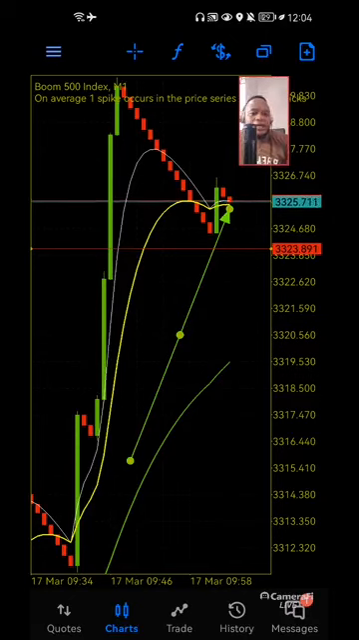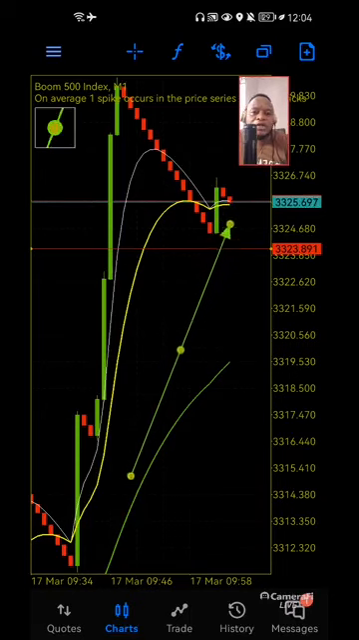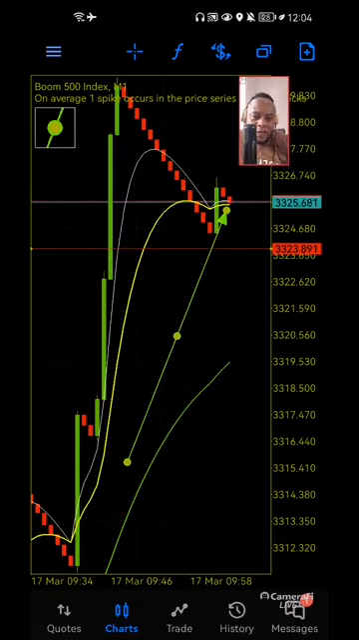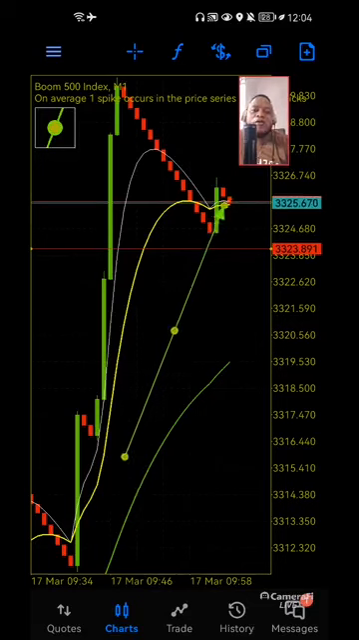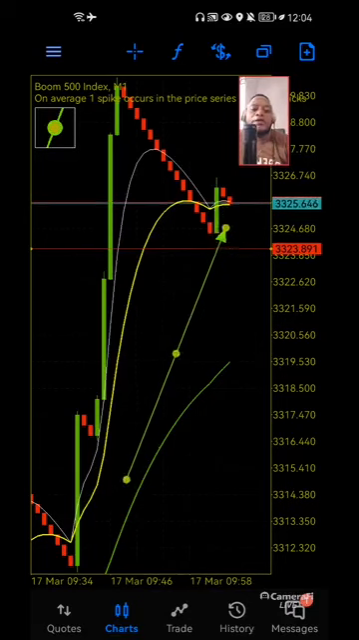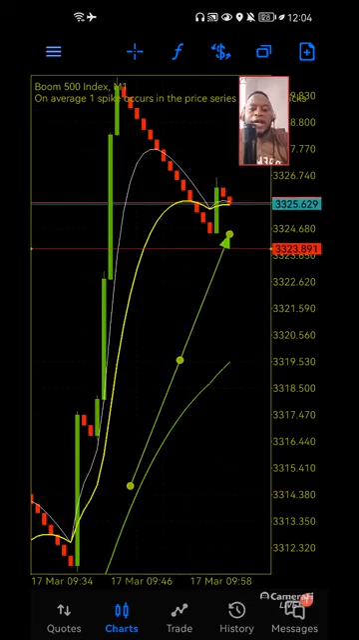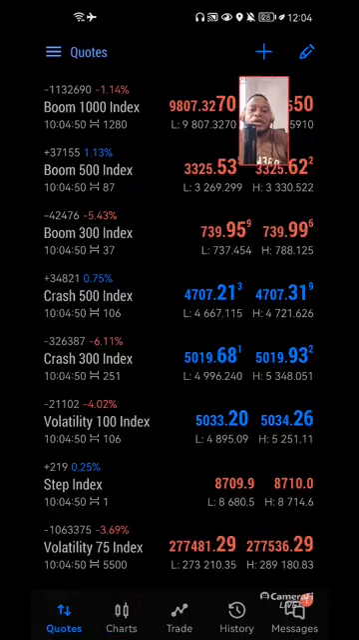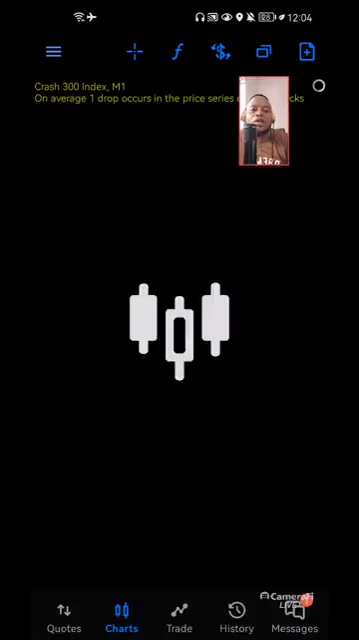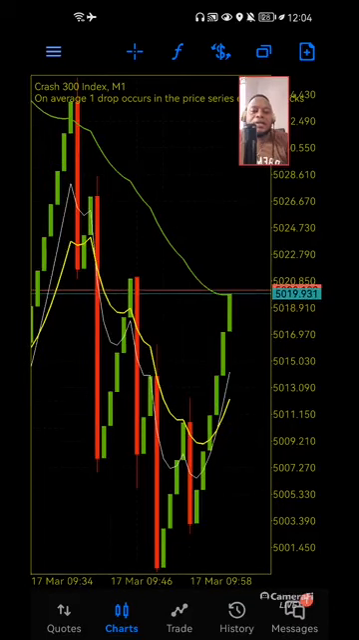Right, if we go to 12:05, you still have to wait 1, 2, 3, 4, 5 because you are from the top. So Boom 500 still expects that spike. So let's just go quickly so that those that want to get out on Crash 300 can get out before they lose their money. What's happening on Crash 300?